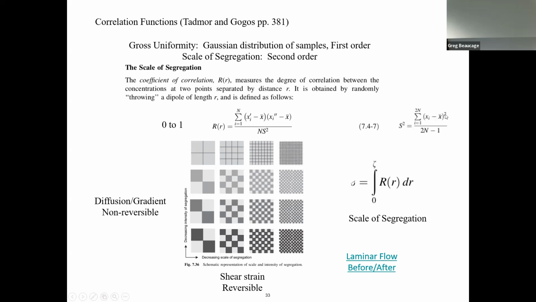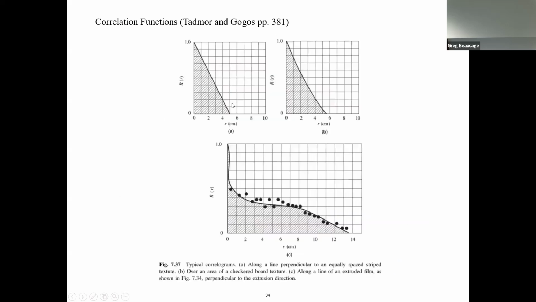This S is the average of the deviation from the mean squared, because this is going to end up being squared. If this was the mean minus the mean, it would be 0, but because it's a difference squared, this gives you the standard deviation kind of. So you normalize by the variance. You get this correlation function, and these are correlation functions for equally spaced stripes, or for a checkerboard. The correlation functions are almost the same.